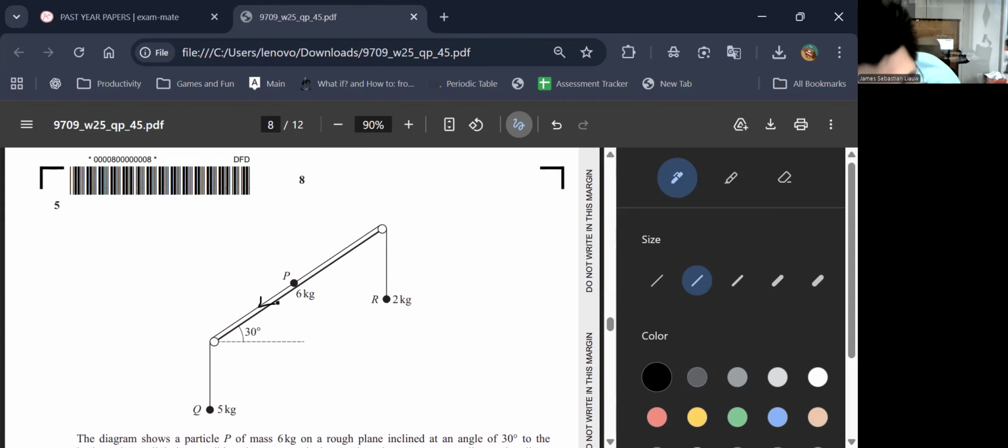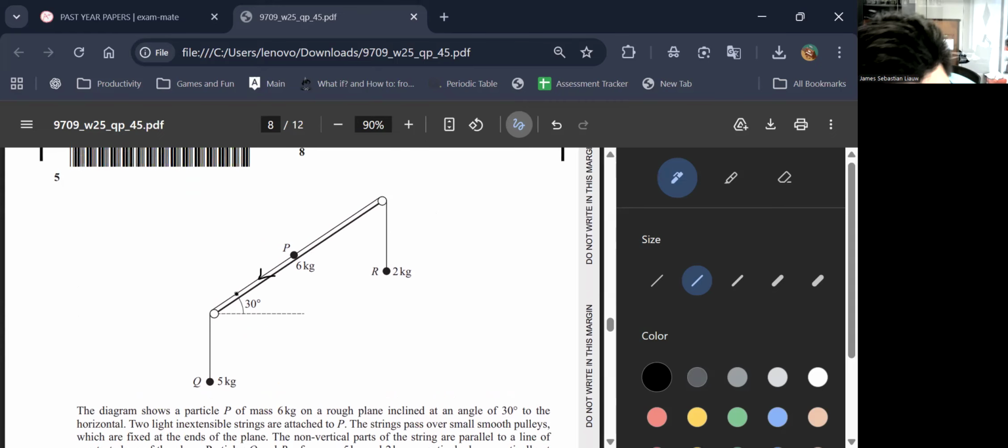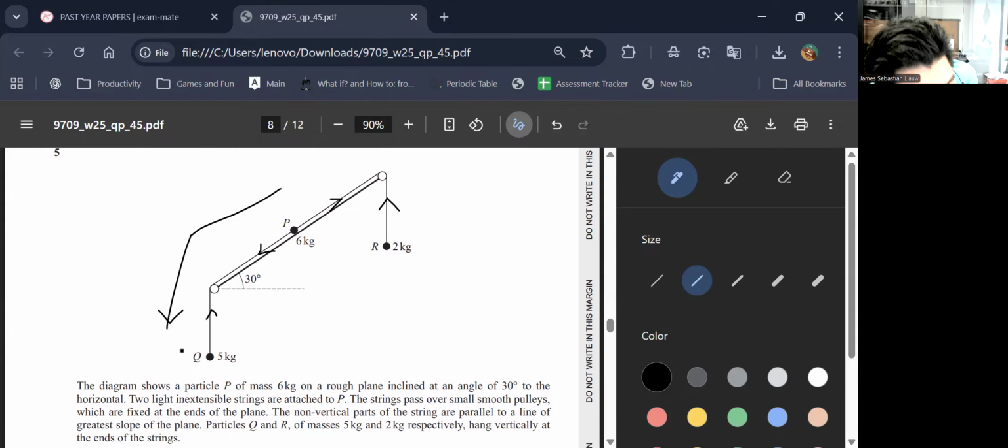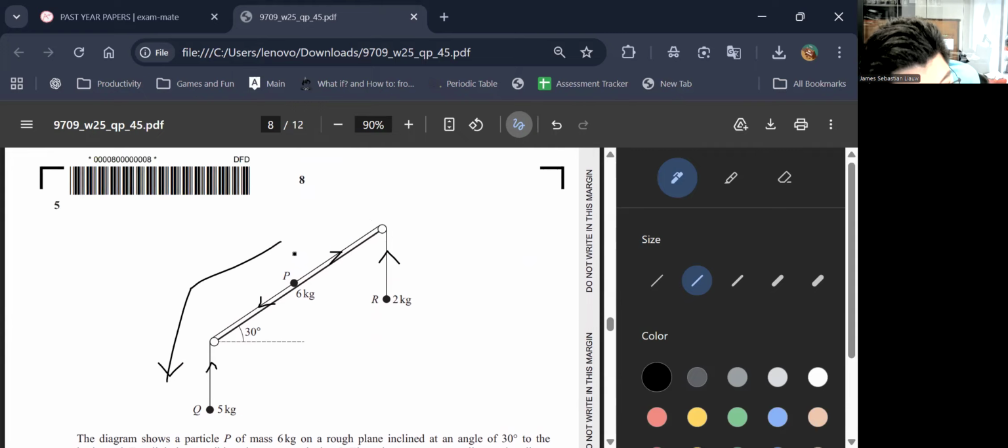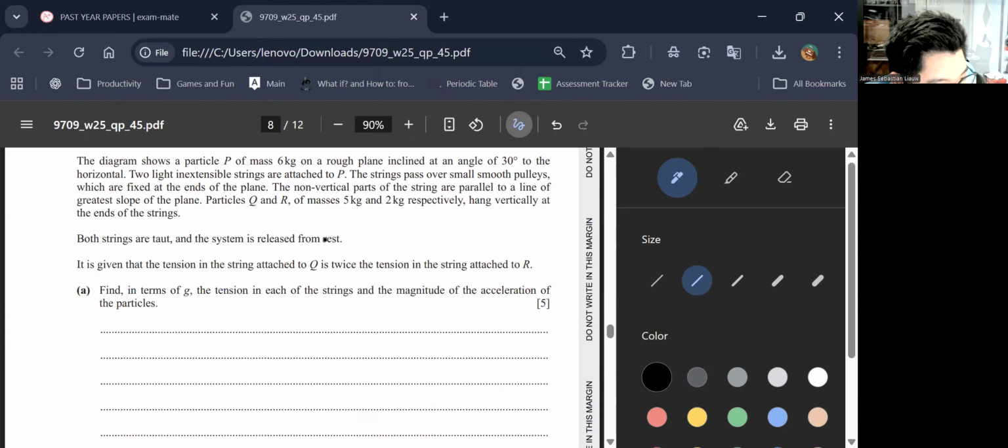The system is released from rest. What happens? Well, the system will fall towards the direction of the heaviest particle at the end of the string, which means it will fall like this. The direction of motion of the entire system PQR will go like that.